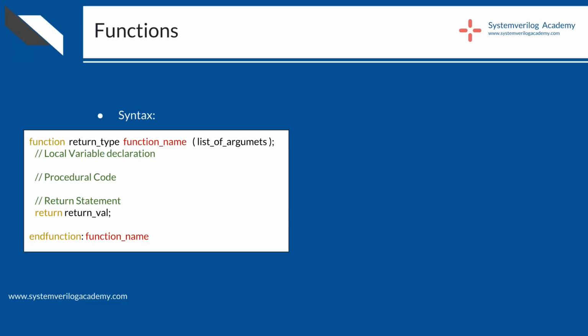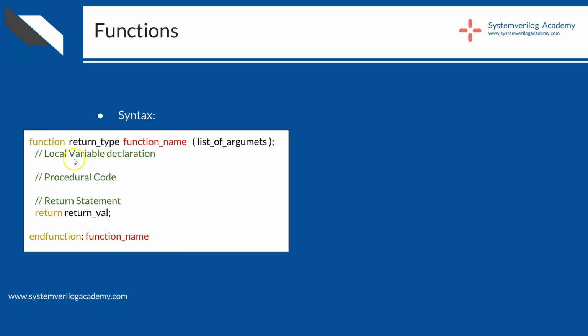Functions. Here is the general structure of a function in SystemVerilog. The first statement will start with the keyword function, followed by the return type, function name, the list of arguments to the function known as formal arguments in brackets, and a semicolon. The last statement will be the keyword endfunction, colon and function name. If the function is not returning any value to the calling point, the return type should be given as void.